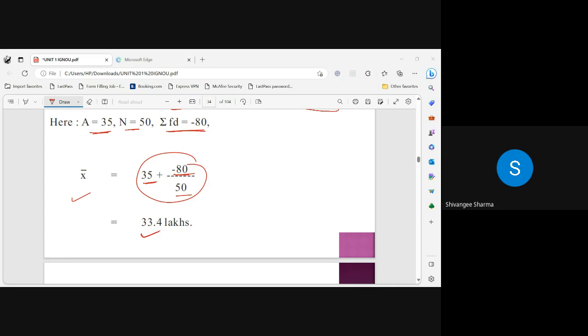This 35 can be written at the last also, with the frequency. It is not related to the position. Am I clear to you? Yes, ma'am. That positional average is basically the median, where we always first arrange the data in ascending or descending order, right? Nice observation.